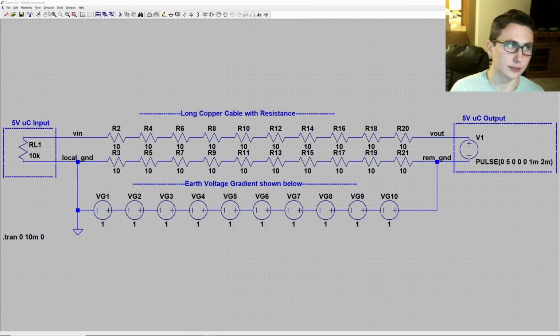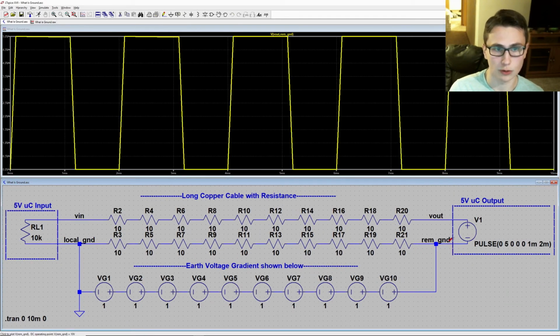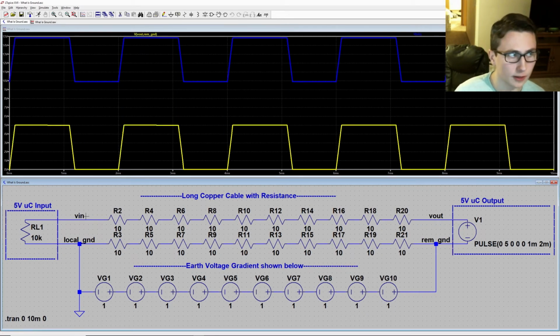Running the simulation, if we plot the pulse train at the output of the remote microcontroller with respect to its local ground, we can see the signal varying from 0 volts to 5 volts, as we would expect. Now if we plot that same signal where it connects to the microcontroller that's receiving the signal, it looks similar, but it's varying from 10 to 15 volts instead of from 0 to 5.